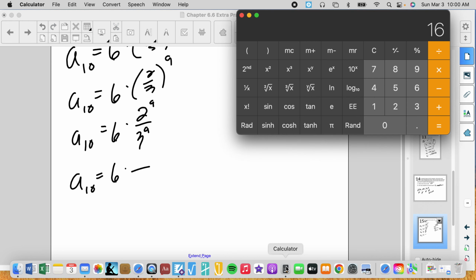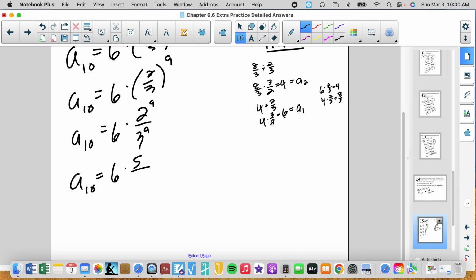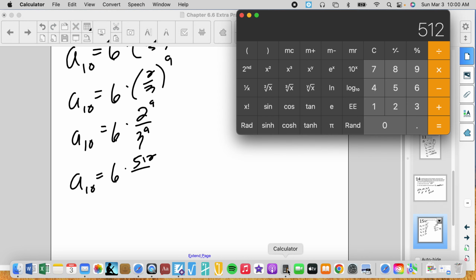I don't want to make it a decimal before. Well, I could, but 2 to the 9th power, oh, only 512. 3 to the 9th power. Oh, it's a big difference. What? 3 to the 9th.